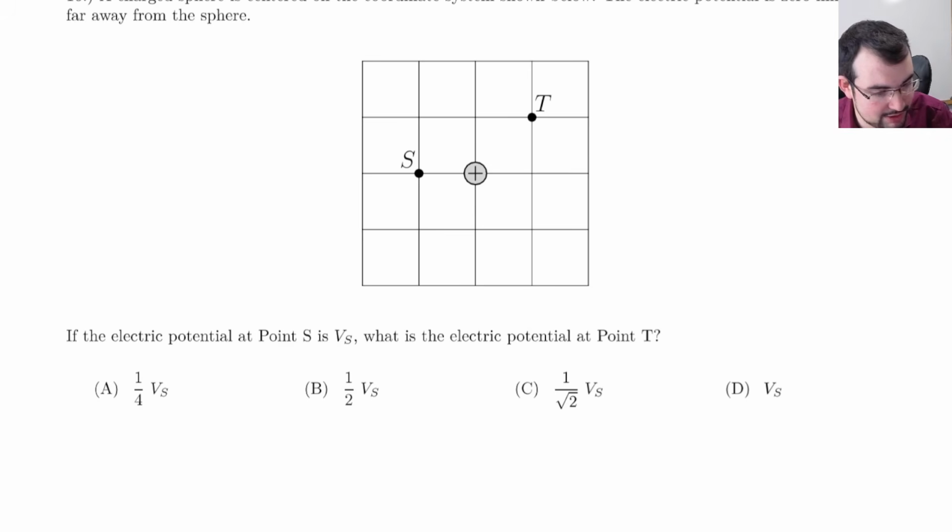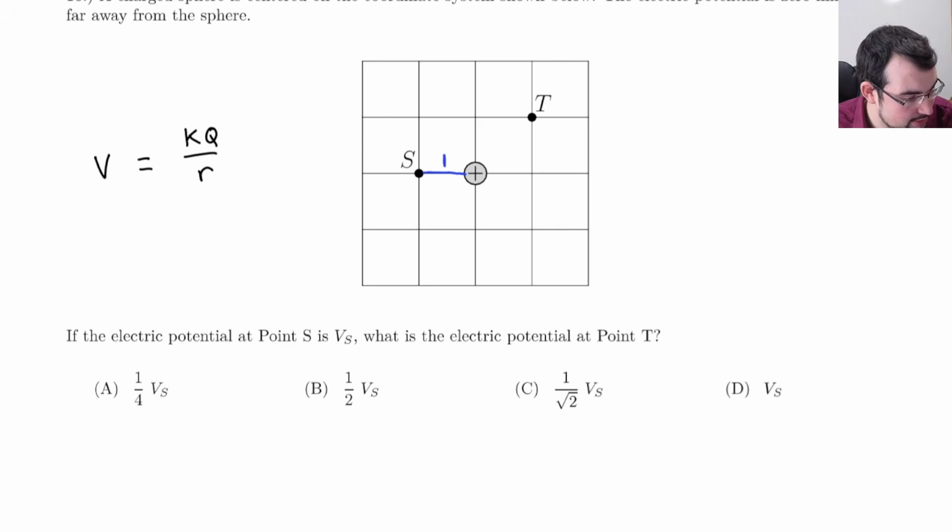Well, what is electric potential? Electric potential due to a single point charge would be kQ over r. So we just need to rank the r for each of these. S is literally one grid box away, so S would be kQ divided by 1.